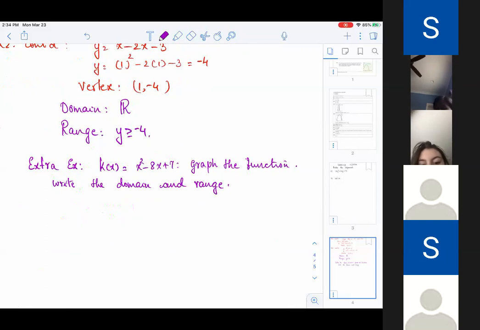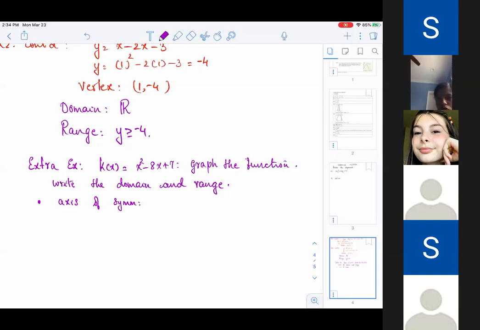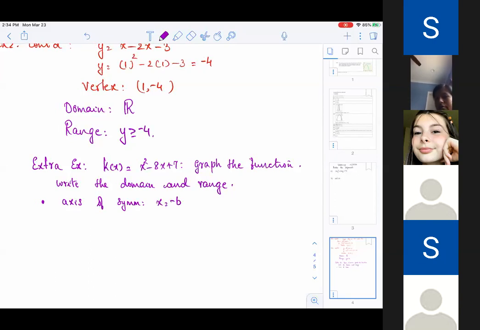Okay, write the domain. Ready? Okay. First, axis of symmetry. What is the formula to find the axis of symmetry? Negative b over 2a. Correct. X is equal to negative b over 2a. So that's going to be 8 divided by 2 is 4.